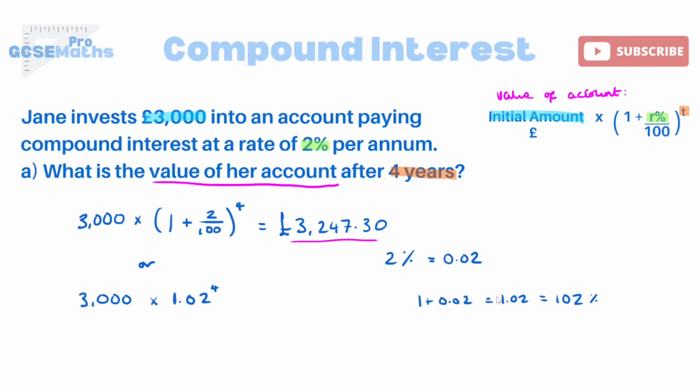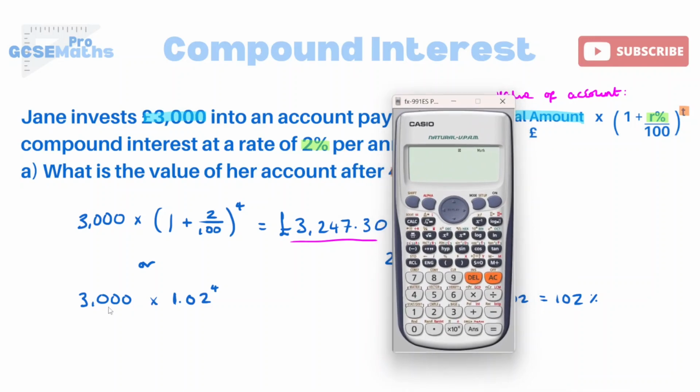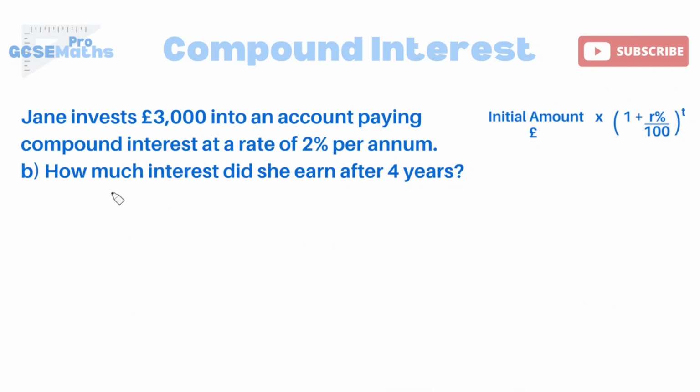£3,247.30 is your answer. But you can see I put part A because I'm going to use the same example and show you part B, where they might ask you what is the interest, or what interest did she earn, how much interest, and so on. Also, just before we move on, I'm going to type this version in so you can see you'll get the same exact answer. The 3,000 times 1.02 to the power of 4. Can you see I've got the exact same answer? I know I've written the formula like that, but it's just to emphasize the fact that the percentage has to be as a decimal, right? So 0.02 it was.